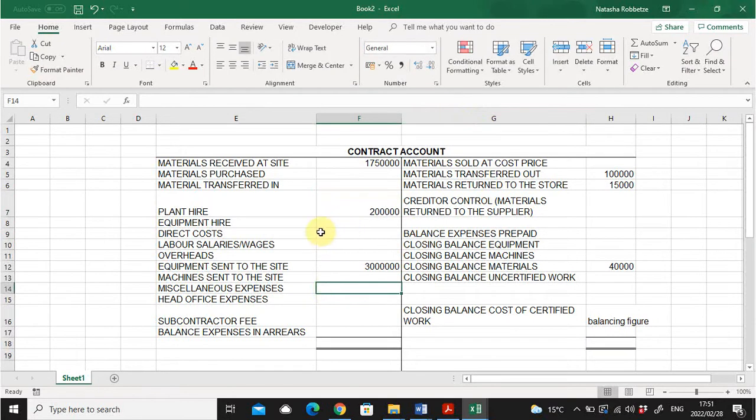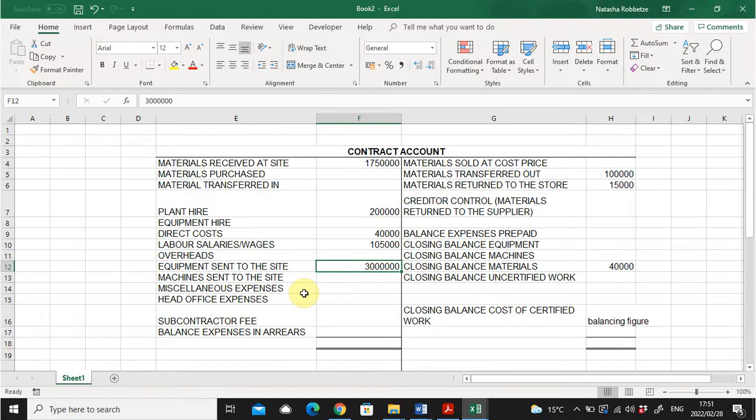Then we need to go and look at the next item, which is the wages paid. So I'm going to put it here, labor wages, 105,000. The next item was direct expenses, so direct costs. There we go. That was 40,000. So as you can observe, I'm literally just taking the amounts and slotting them into the right line item.